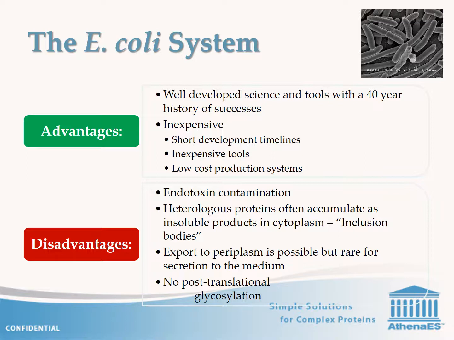Many heterologous proteins that are highly overexpressed can accumulate as insoluble products known as inclusion bodies. Further, while some proteins may be exported to the periplasmic space, it is rare for proteins to be fully exported to the culture medium. Finally, E. coli, like all bacterial systems, does not glycosylate proteins, a post-translational modification often observed in eukaryotes. Despite these drawbacks, the E. coli system is often the first choice of many researchers for producing a recombinant protein.